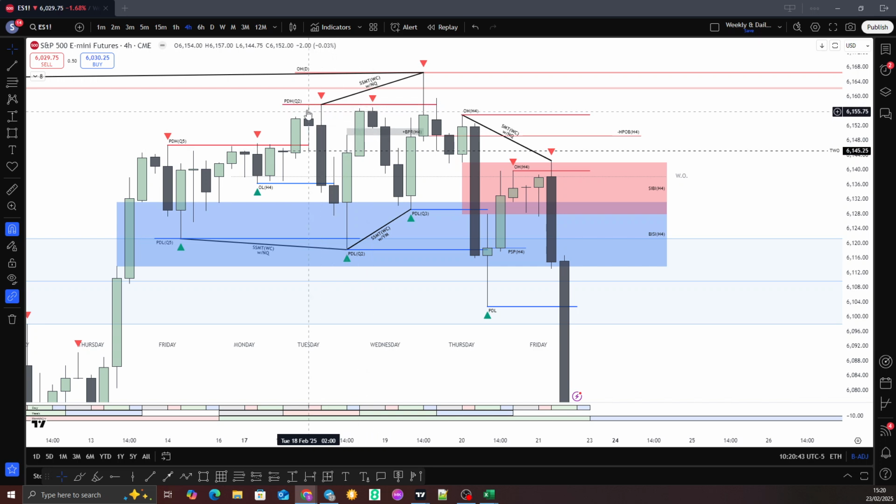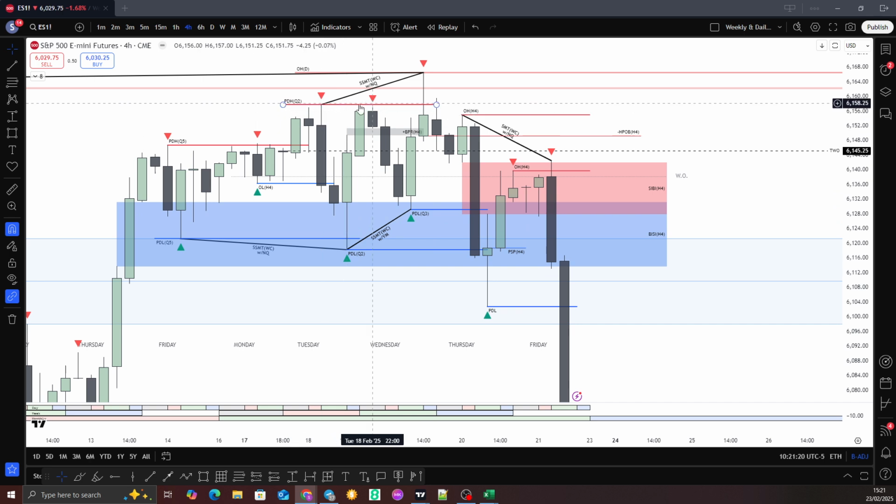But it failed to purge what would have been essentially the high of the day, but we can classify that as the high of the day. It failed to purge that high, which ultimately left relative equal highs here, which in turn would be a near-term high time frame drawn liquidity if we were to trade below.